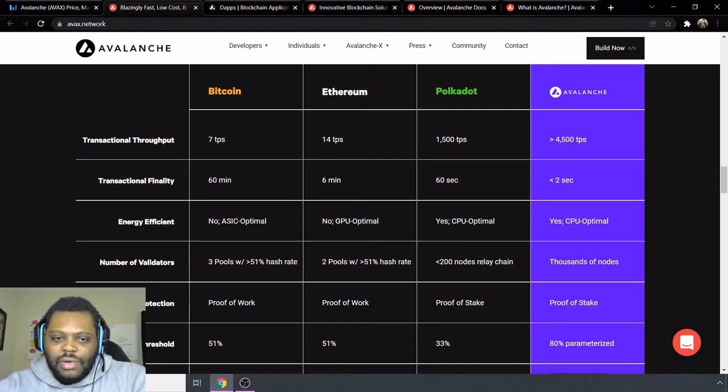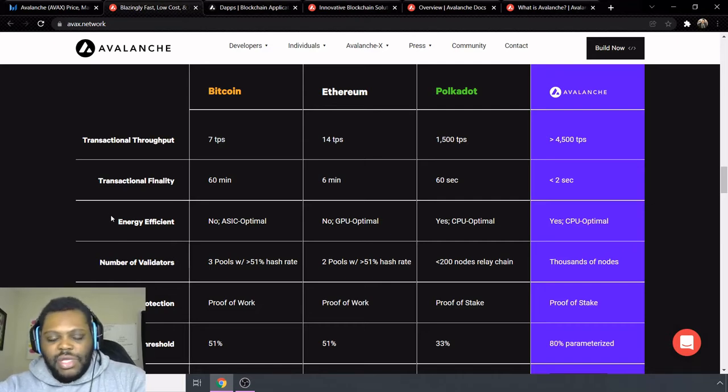When going into Bitcoin and Ethereum, Ethereum being GPU optimal, which means a graphics processing unit, those are the cards that are very difficult to get a hold of if you really want a nice one, especially at the price point. They're not really a great barrier for entry if you're trying to get something for cheap. The ASIC miners are almost impossible to get, not totally impossible, but very hard to get a hold of. A lot of those ASIC miners are for Bitcoin.